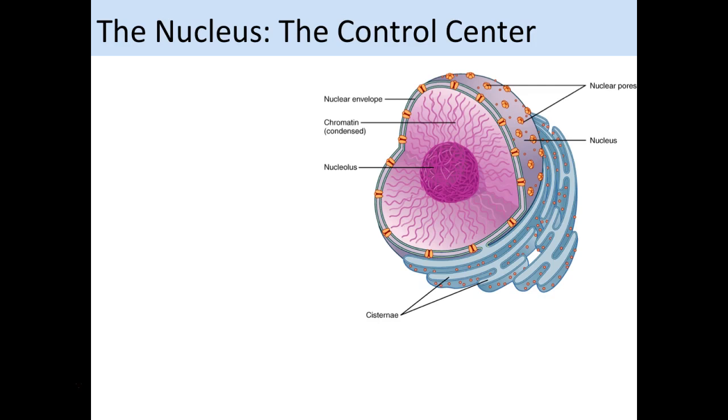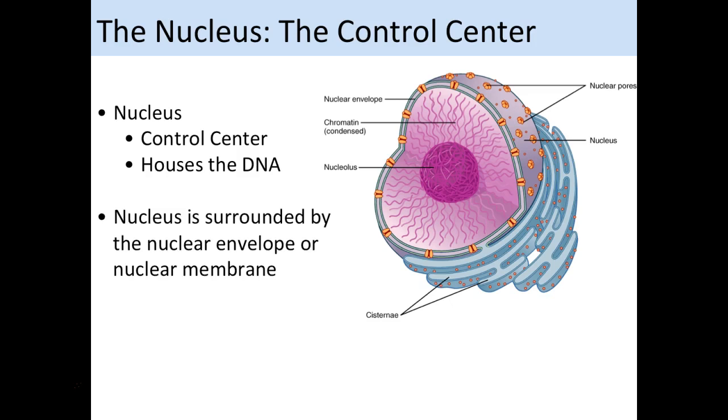The first organelle that we're going to talk about is the nucleus. The nucleus is the control center of the cell. It is a membrane-bound organelle found in both animal cells and plant cells, and its function is to hold the DNA. It houses the DNA.